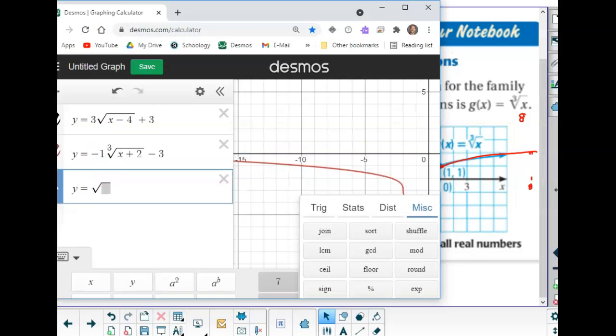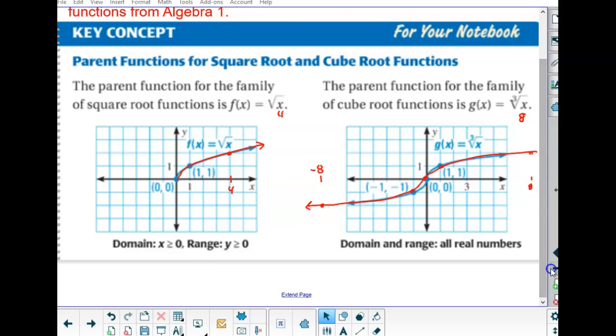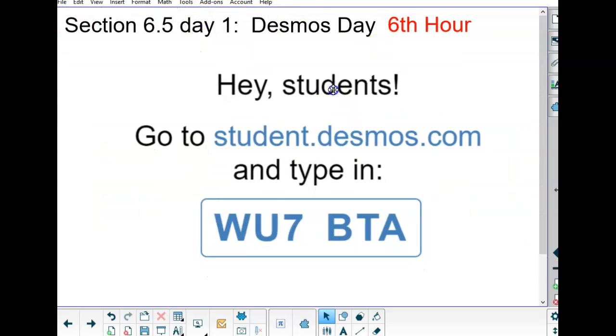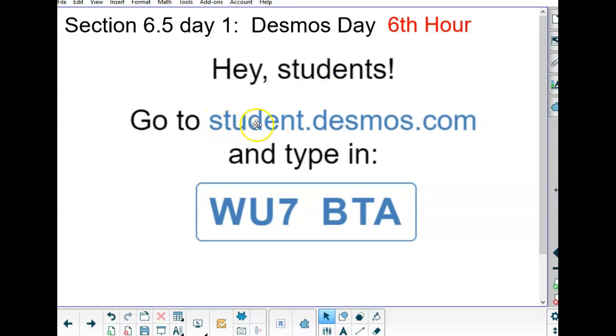So here's what you guys are going to do. You're my 6th hour. You're going to log in to student.desmos.com. And then when you get there, they'll have a classroom code that you'll just have to join. Some of you are already in this from last time or so.